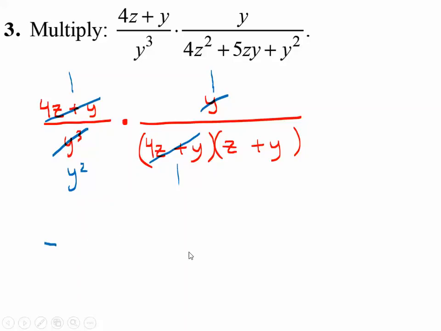All right, on top, notice also nothing left. So you still have those 1s. 1 times 1, you still have to have a 1. On top of fractions, if you cancel everything out, you still need to have a 1. On the bottom, y squared times z plus y is good.